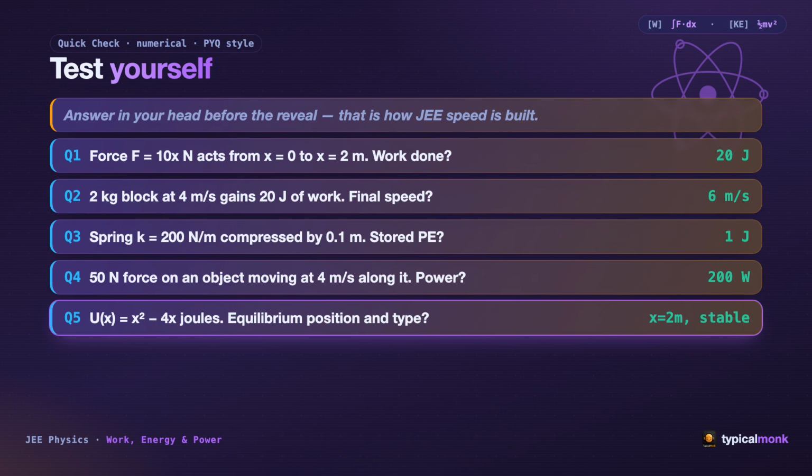And question 5. The thinker. Potential energy U of x equals x squared minus 4x in joules with x in meters. Where is the equilibrium and what kind is it? Take the derivative, 2x minus 4, set it to 0, x equals 2 meters. The second derivative is positive 2, so it is a stable equilibrium. If you caught that one, you have truly understood today's class.